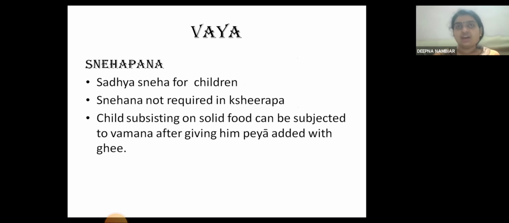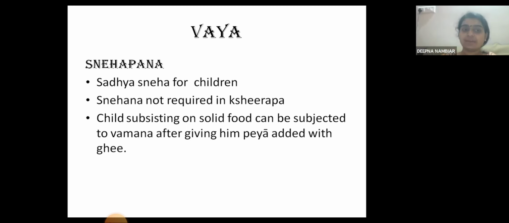And next is vaya. Vaya, of course, is a very important factor which we have to consider for every procedure, because there are age considerations for procedures: below 5 years, then dhumapana from 18 years, and shodhana from 10 to 17 years. There are different age groups for a particular procedure. And also the selection of the medicine is important.